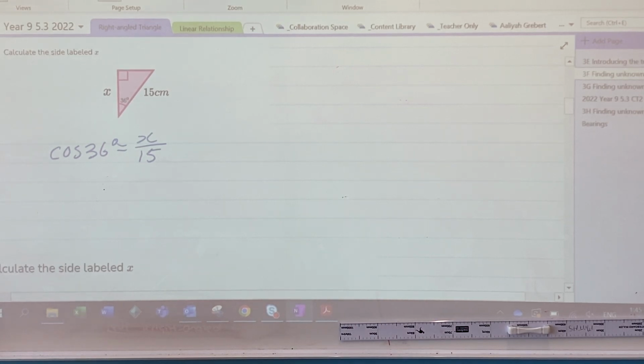I'm still hearing people chatting. So x is 15 cos 36 degrees. Once again, all I'm doing is typing into the calculator: 15 times cos 36 degrees. Once again, my calculator must be in degree mode. Equal. Mine gives me 12.14, if I'm talking about 2 decimal places. In fact, I should write down centimeter as well. Okay, all good?